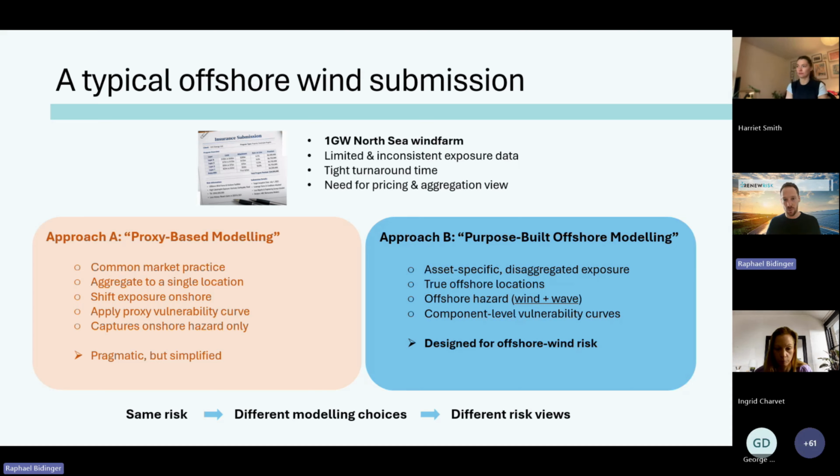So, for example, using one of our models with detailed exposure data, where you're capturing the full hazard spectrum and you're also using component-level vulnerability functions. Both approaches here are aiming to answer the same question, but they rely on very different assumptions. To better understand the assumptions, I've broken that information down step by step in the following slides. We will start by looking at the differences in exposure information, because everything begins with how you represent your risk in a CAT model.